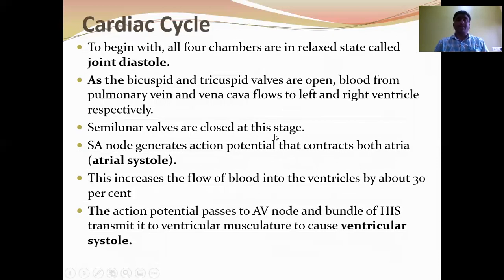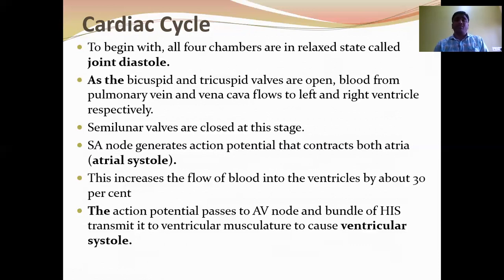Next, the cardiac cycle. The beginning of one heartbeat to the beginning of another heartbeat. All the cyclical events which take place from the beginning of one heartbeat to the beginning of another are together called the cardiac cycle. Each cardiac cycle takes 0.8 seconds.